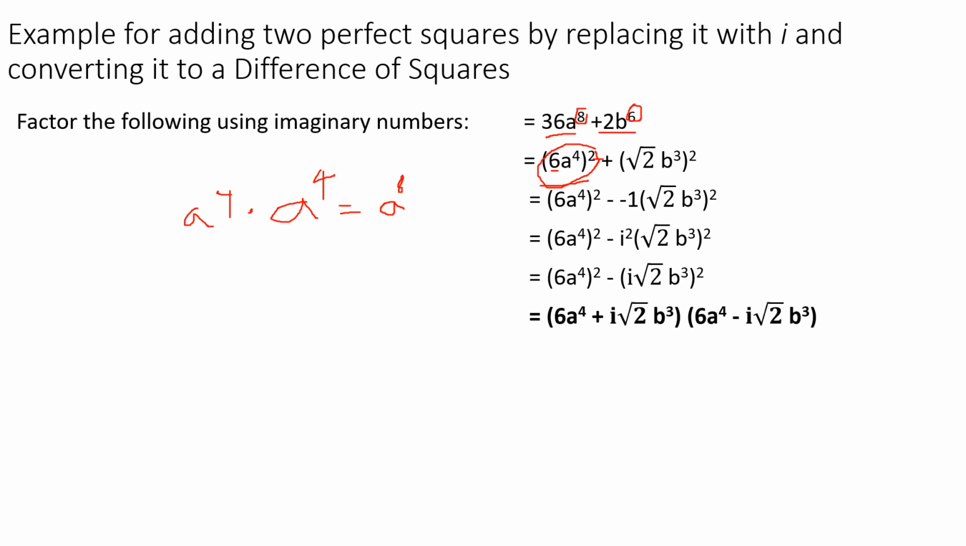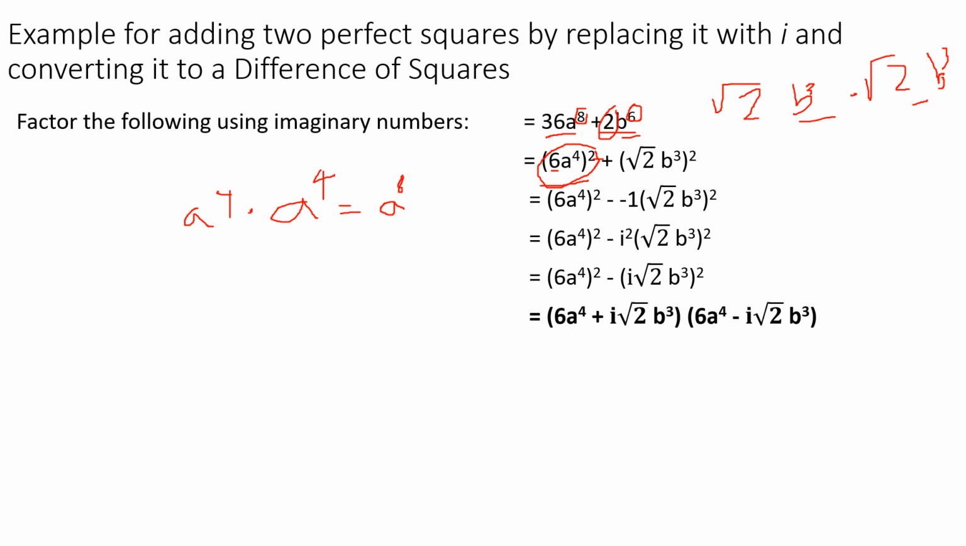Well, we could separate this out. Instead of 2b to the 6th, square root of 2 times b to the 3rd, the square root of 2 times b cubed, because I multiply this out, times square root of 2 times b cubed. Here's my b cubed times b cubed is b to the 6th. And square root of 2 times square root of 2 is square root of 4, which is 2. So now all I've done is rewrite this as two squares.